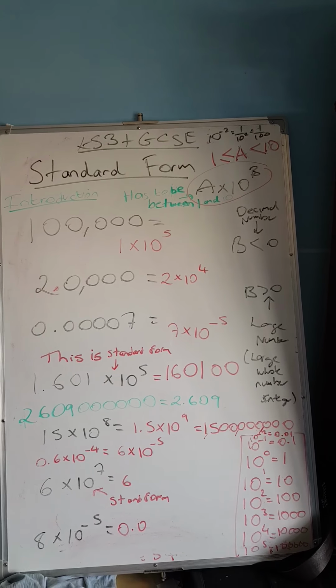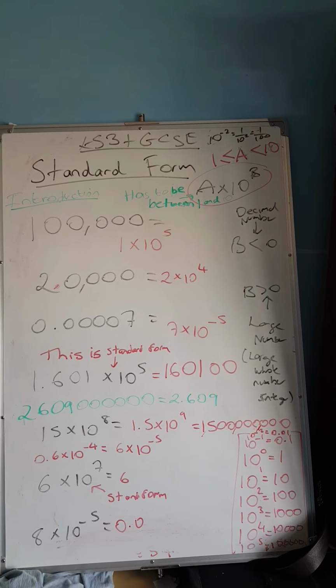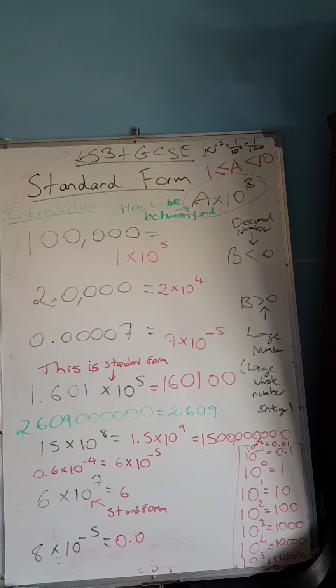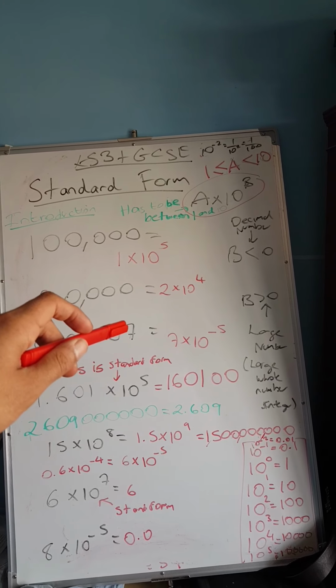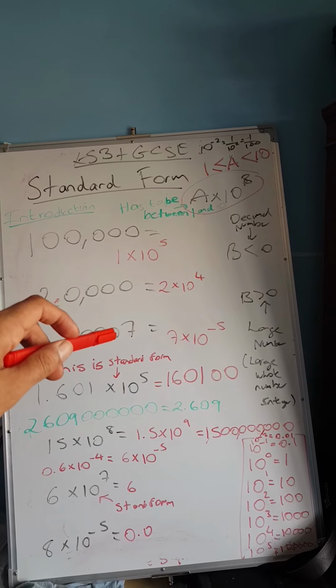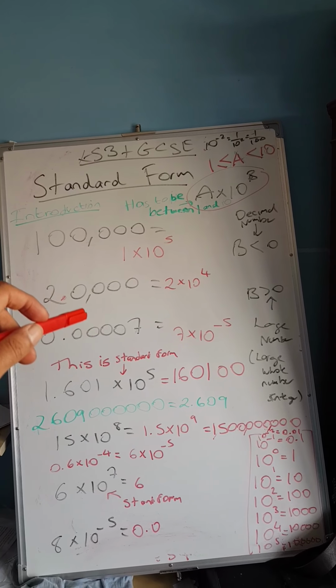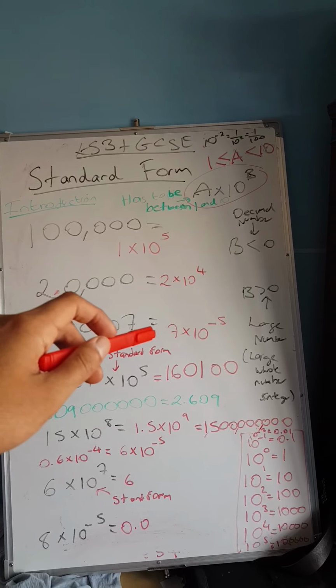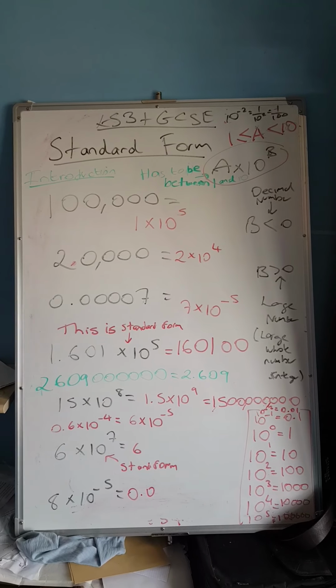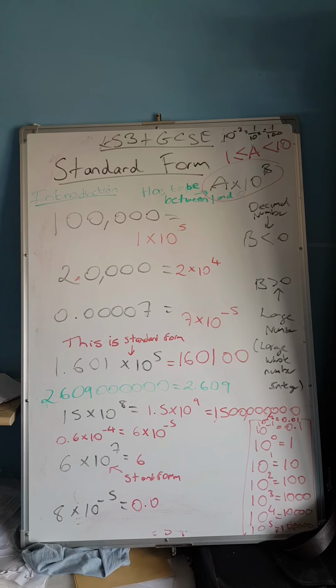So 0.00007 is equal to 7 times 10 to the power of minus 5. Now, the way I got the minus 5 is that I started at 7, and then I went back 1, 2, 3, 4, 5, okay, to get that 5 there. And then it's a negative 5 because it's a small number.